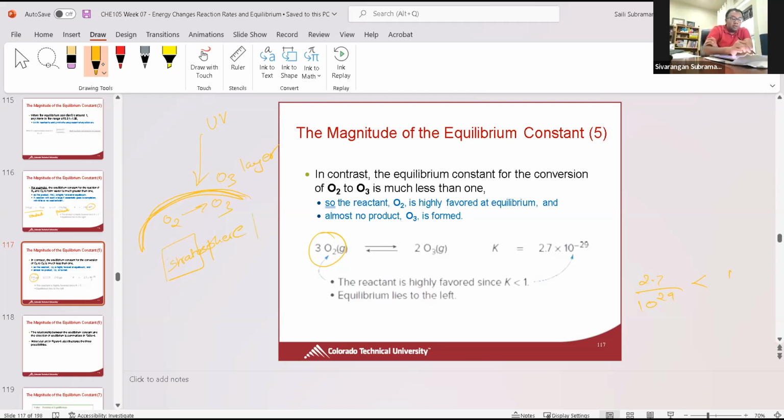And this ozone layer is what gets destroyed by the greenhouse gases. That's why we want to minimize these greenhouse gases so that you're protecting this ozone layer.